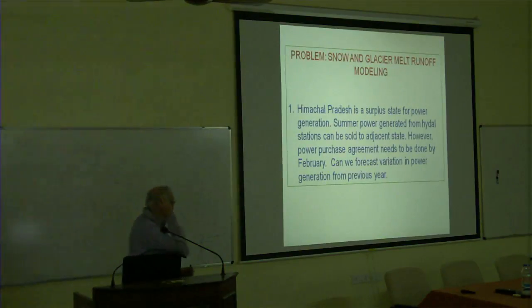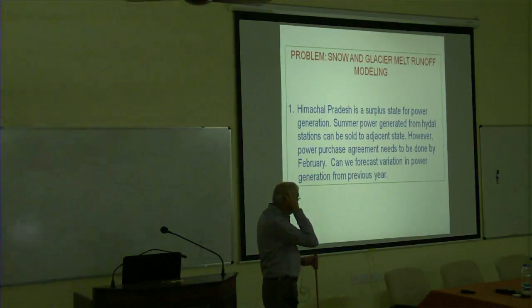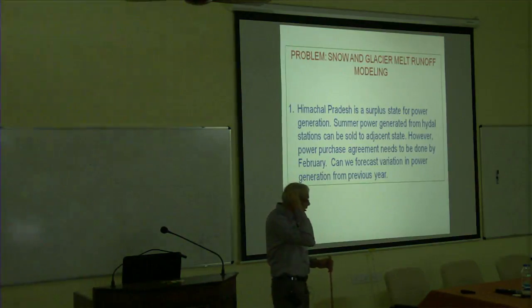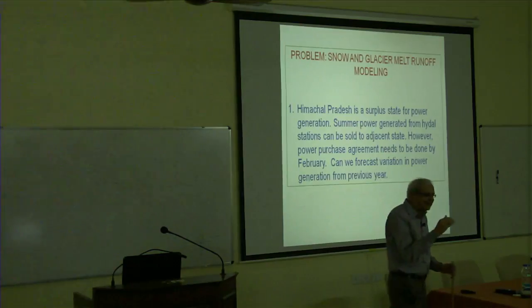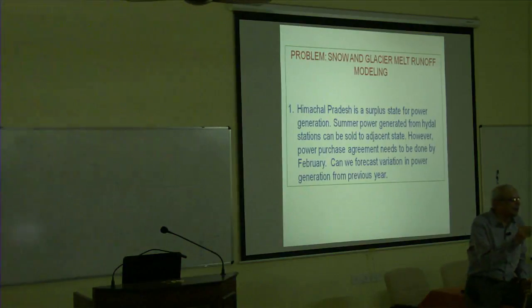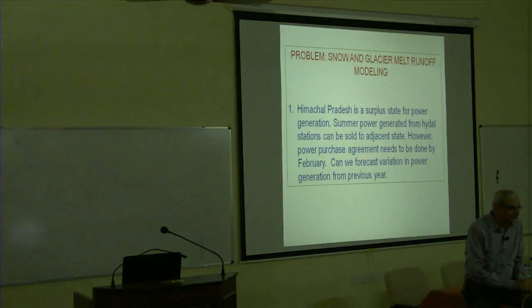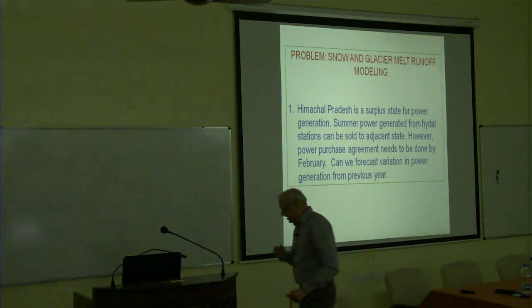And another problem is how the electricity regulator operates. They operate in such a way that they have to do a power purchase agreement in the month of February for the next summer. So they ask, can you tell us in February how much power we will generate in summer? So they can have a better estimate, and they can promise appropriate power, and there is no penalty on them for that season. So these are the policy and commercial decisions.